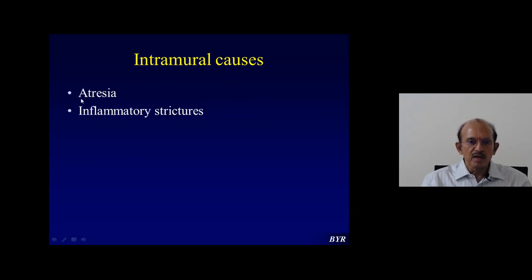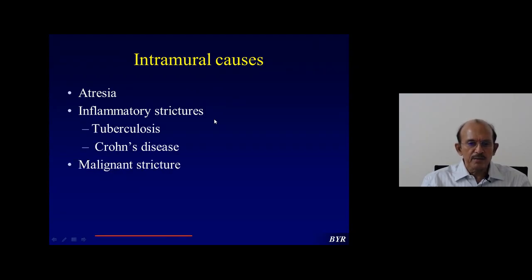So the intramural causes can be due to atresia, then inflammatory strictures like tuberculosis, Crohn's disease, then malignant stricture. The malignancy of the bowel can be due to adenocarcinoma, lymphoma, malignant carcinoid, GIST tumors. These are the malignant tumors. So all these things can produce masses or infiltration and they can cause obstruction. Polyps are smaller in size, that is why they cannot cause obstruction.